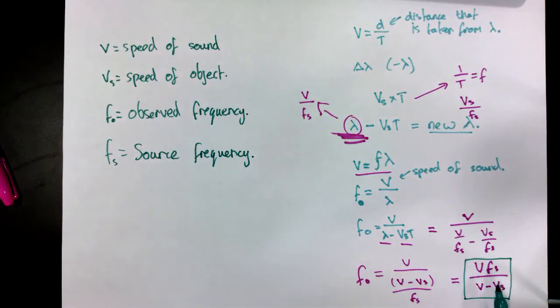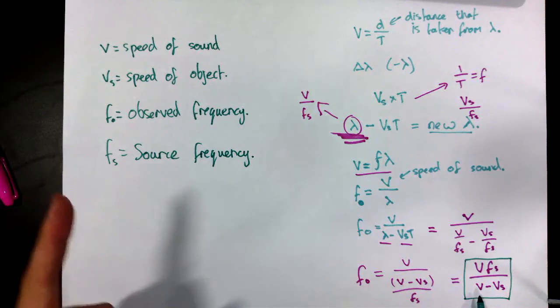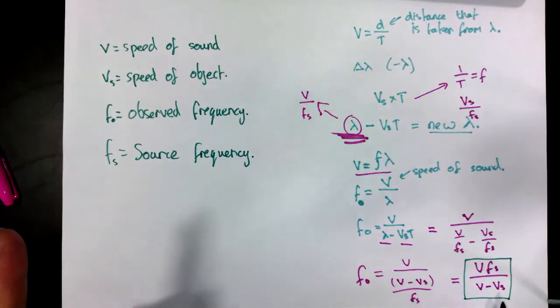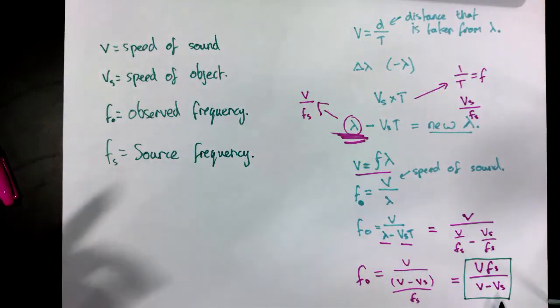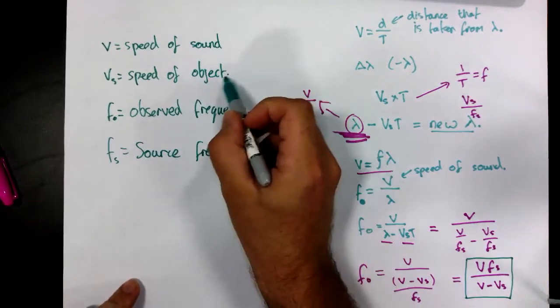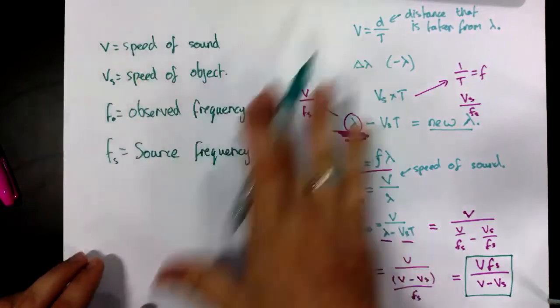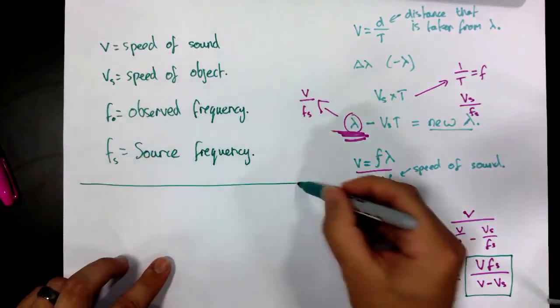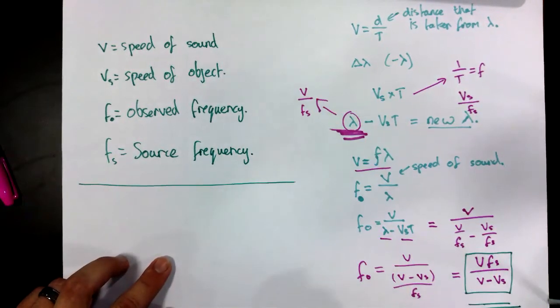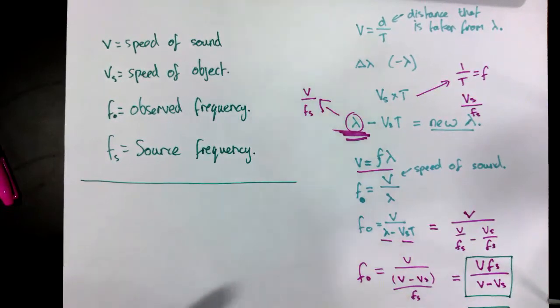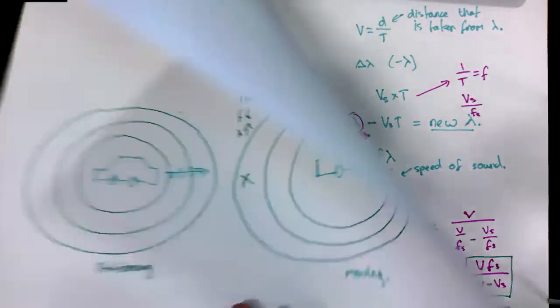You've got V, speed of sound, Vs, speed of the source, speed of the object, Fs, source frequency. That's what S stands for, source. I should probably put source there instead of object, but you get the idea. So that all comes together quite nicely, and hopefully you'll be able to utilize this equation in class. But there's another equation that you need to be aware of, about what happens in the second scenario.